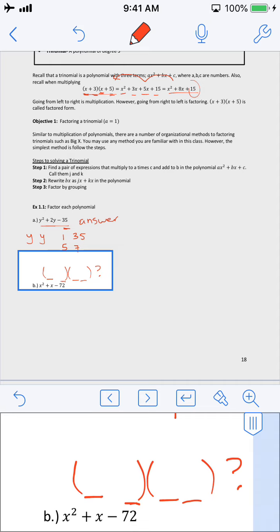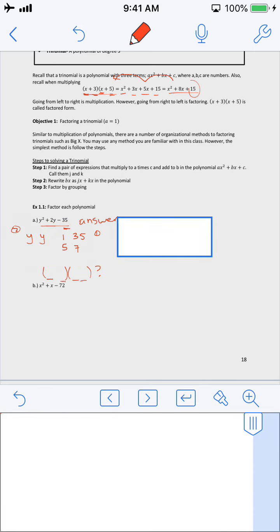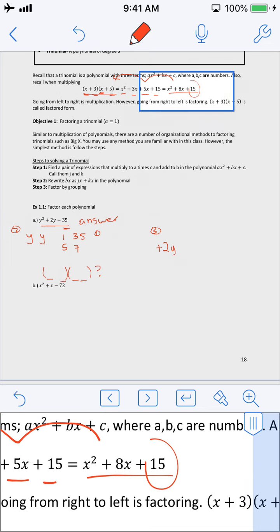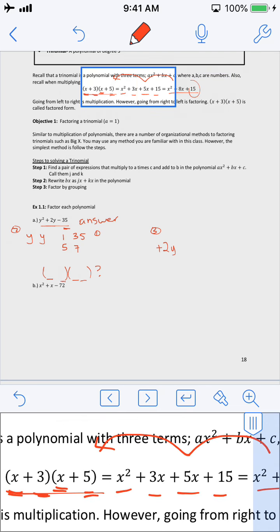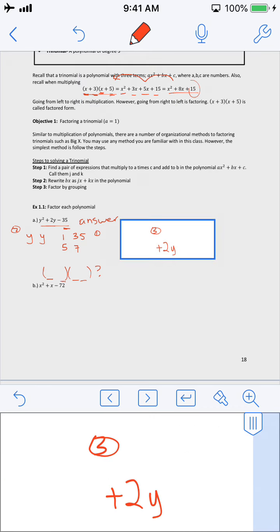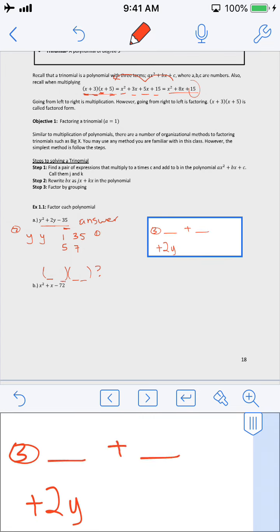Now the last question, so question number 1, question number 2, and now the last question is, what combination gave me 2y? Or no, that was the answer. My answer was 2y. Just like here, the answer was 8x, but that's not what we got when we multiplied. We got 3 and 5, right? They became 8. Here, I got 2y out of two things that are going to be added together. So the question is, what were those two things?